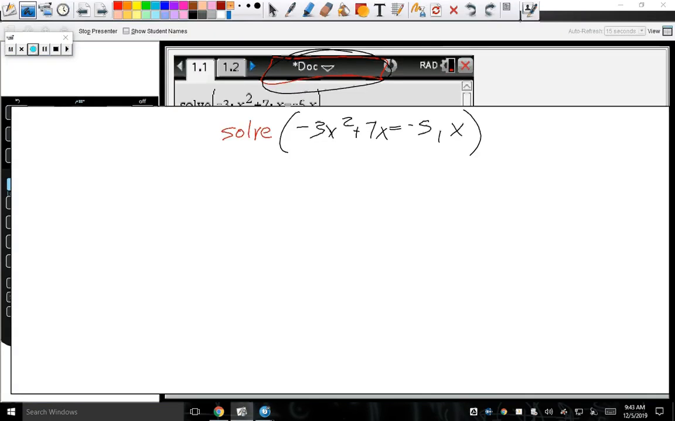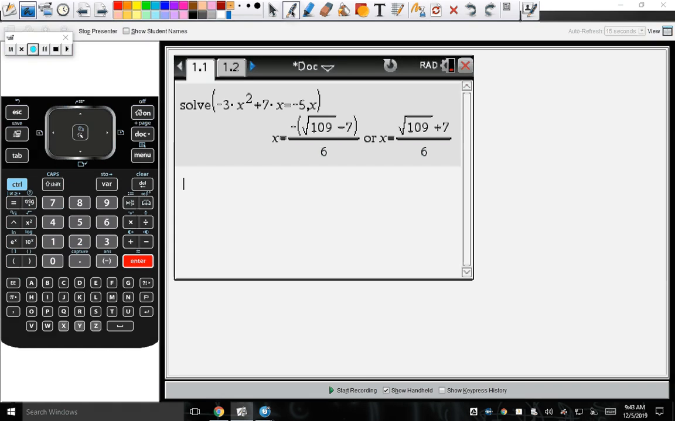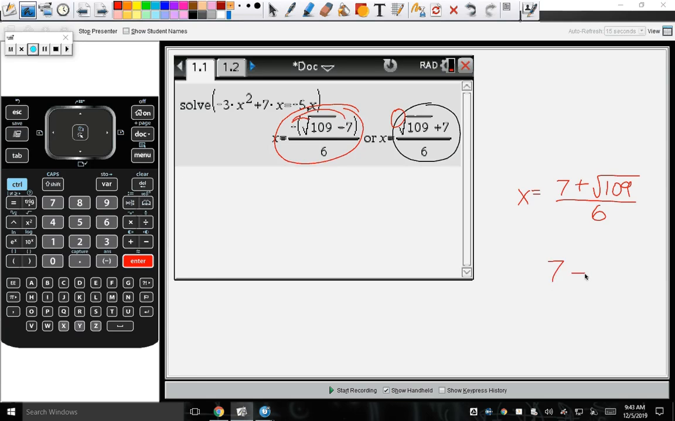If we write these answers off to the side, this one right here is really x is equal to 7 plus 109 all over 6. This one's a little bit weird. If I distribute this negative, it's saying a positive 7 minus 109 all over 6.